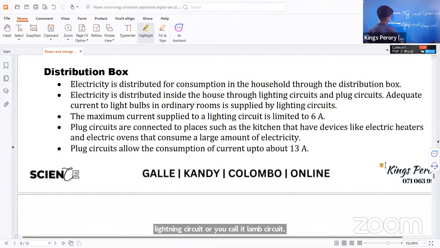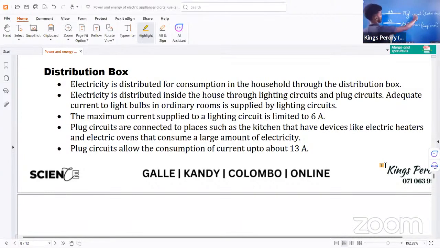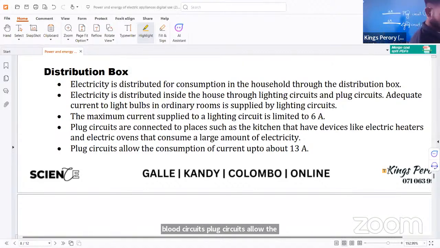Plug circuits are connected to places such as the kitchen that have devices like electric heaters and electric ovens that consume a large amount of electricity. Plug circuits allow the consumption of current up to about 13 ampere.